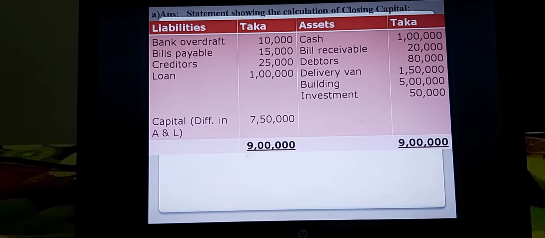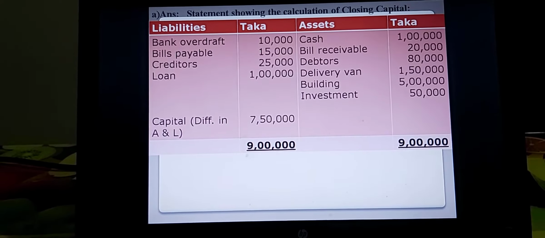Statement of profit and loss of Mr. Abir for the year ended 31st December 2019. Totally 6 columns are available. On the left side, that is particulars, amount taka detail and amount taka total. On the right side, the same columns are available: particulars, amount taka detail, amount taka total.